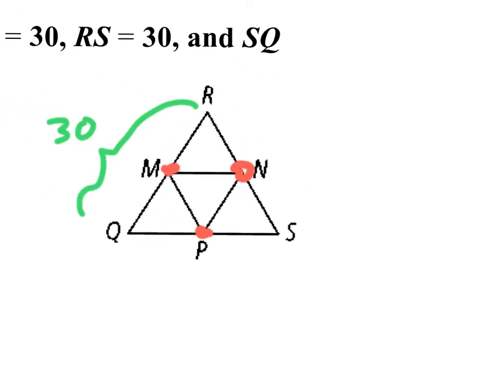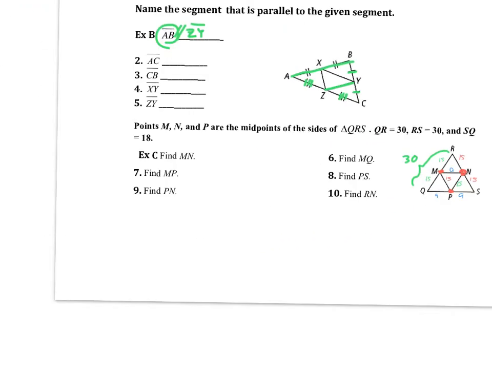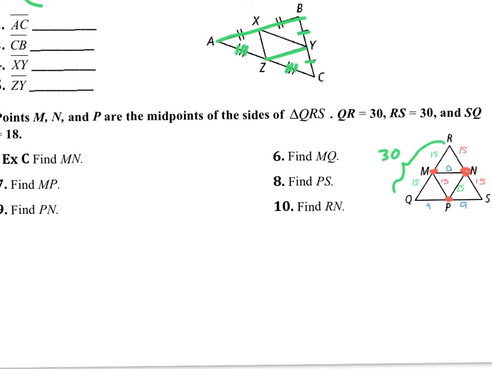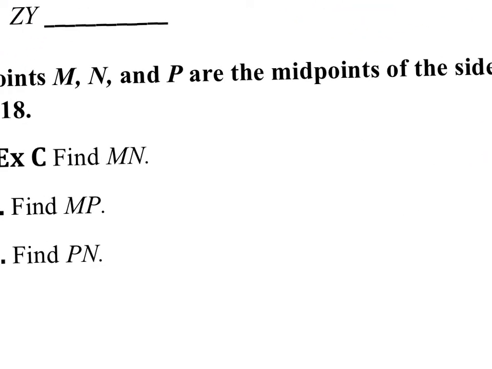So we have 15s right here, and we also know that this has to be 15. And since RS is 30, this has to be 15, 15, and this is 15. And finally, SQ is 18, so that has to be 9, 9, and 9. So the value of MN is clearly 9.